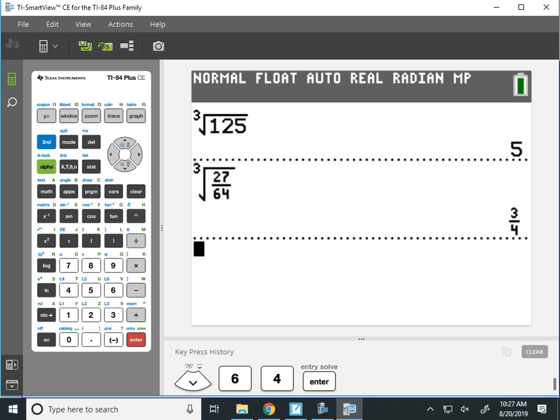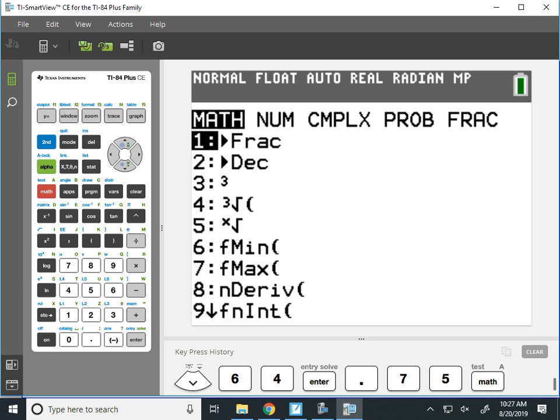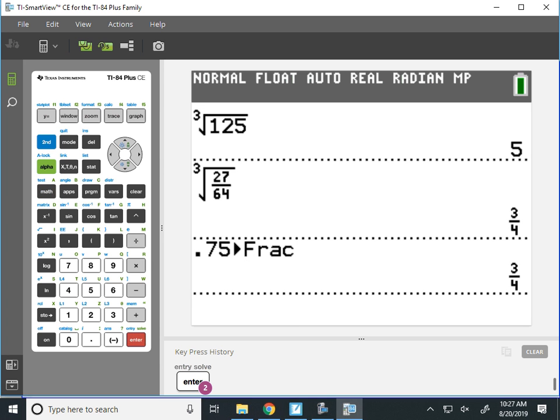I know you guys know 3/4 as a decimal, but do you know how to change decimals to fractions? If I had, say, 0.75, like if that's what your calculator gave you, you press math, enter, enter. Because this changes it to a fraction. Math, enter, enter turns the decimal to a fraction, and you can do the opposite as well.